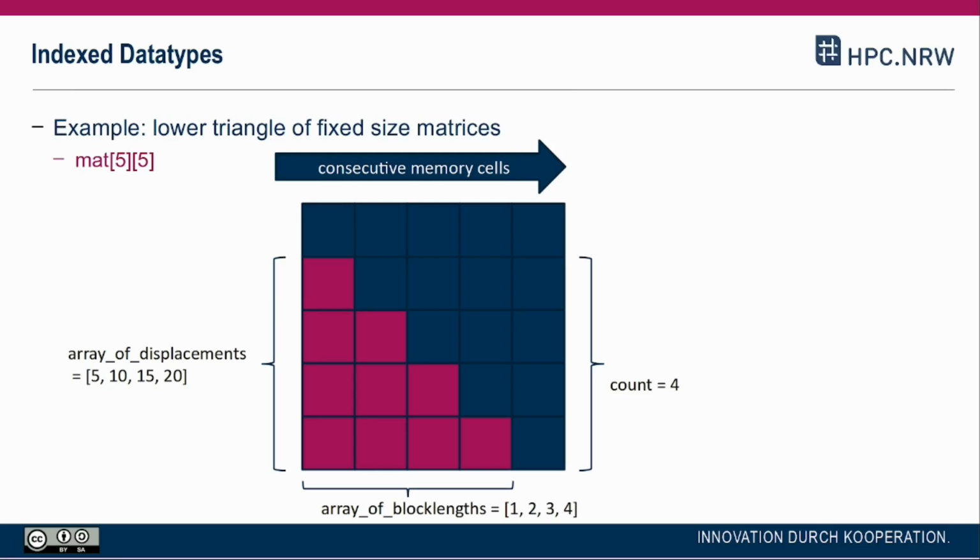Yeah, and then 10, 15, and 20. My block lengths are 1, 2, 3, 4, and I have 4 blocks in total. This is how I would do this. I cannot use this for the upper triangle because the displacements are different. The block length would be opposite, so it would be 4 first, then 3, then 2, then 1. So in that situation, I would have to create a new type.